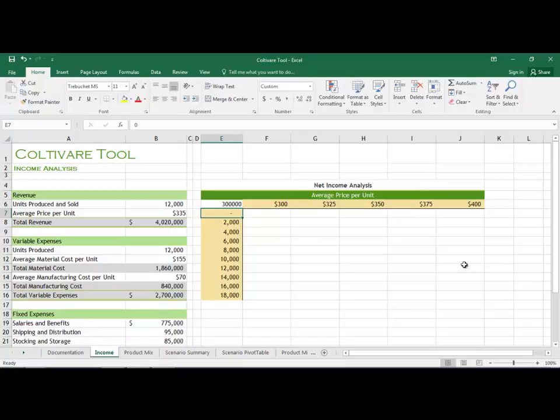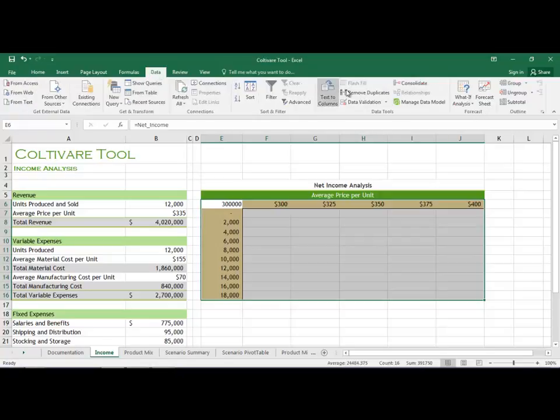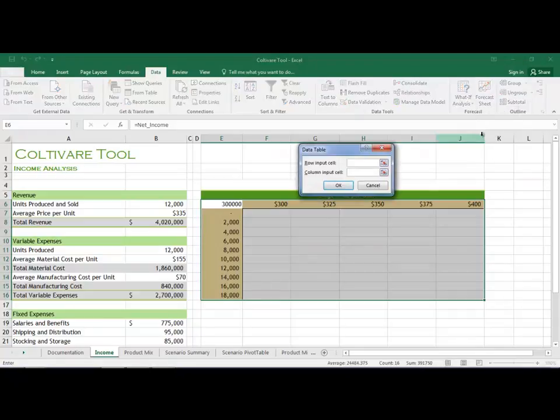So now that we have our example in place right here, what we do is we highlight our example and then highlight both your inputs from a column point of view and a row point of view. So you can see we've highlighted all this, and I come up to my data, go to my what if analysis, and I do data table.